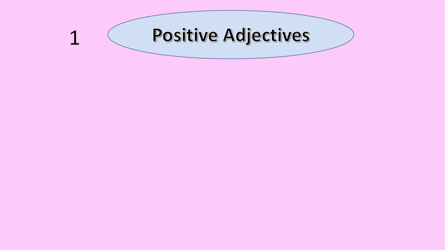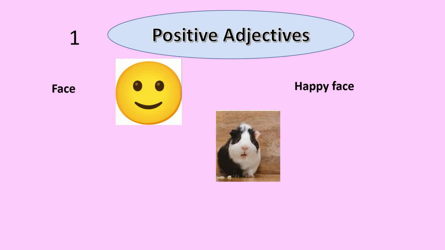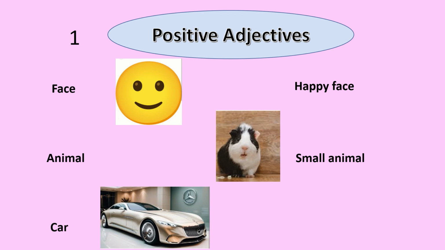We use this kind of adjectives when there's no comparison. Now this is a face. We say it's a happy face. We say it because we have nothing to compare with. And what's this? Yes, it's a hamster, but it's an animal, and we can describe it as a small animal. This is a car, and it's a long car. As you can see, there's no comparison, so it's the main or the simple adjective type.